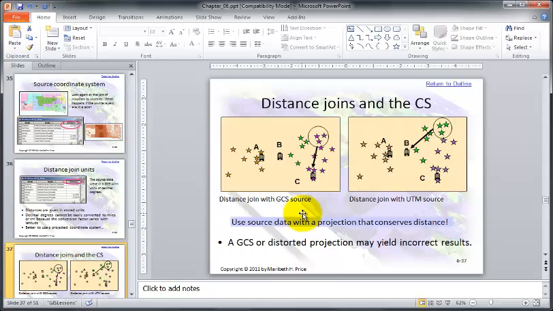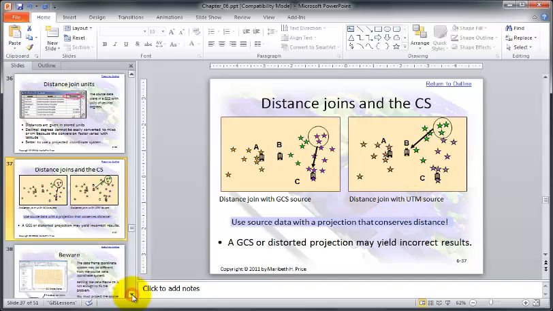This slide is interesting as it shows distance joins in the coordinate system. Distance joins with the GCS, Geographic Coordinate System source. It shows where things would start to line up, and in this case the items are moved about because in the Universal Transverse Mercator source the features would be in a different area based on the coordinate system transformation. So just be aware that this is showing that things move if you use a different coordinate system for each item.